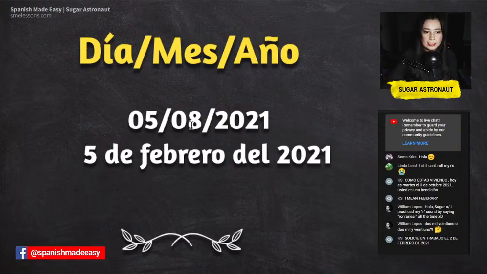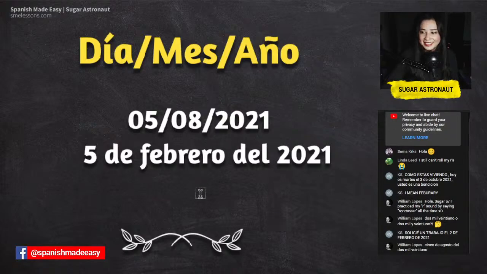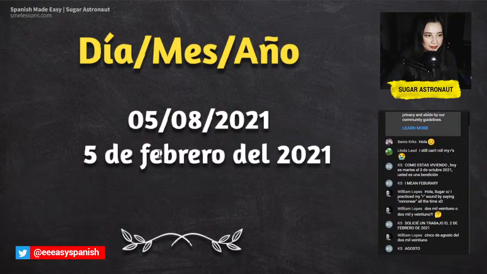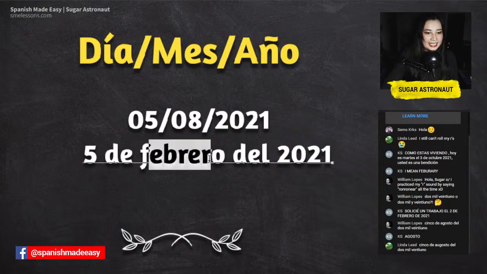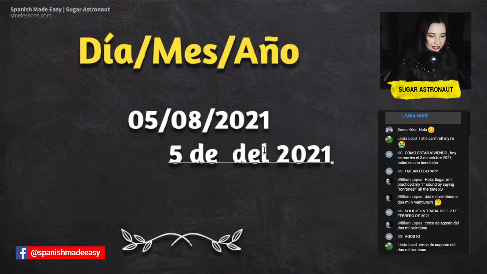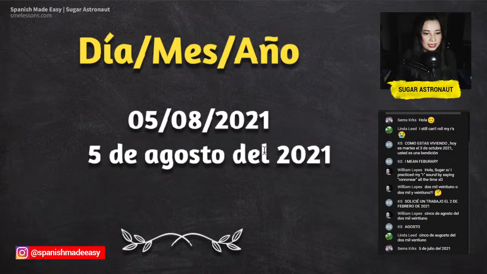I can change this to the day that is el 5 de, what's the 8th month? Okay. William is saying 5 de agosto del 2021. Exactly. So the month is August. Agosto del 2021. 5 de agosto del 2021. Good job, guys. Excellent. William, you did a great job. Also, KS guessed the month correctly.